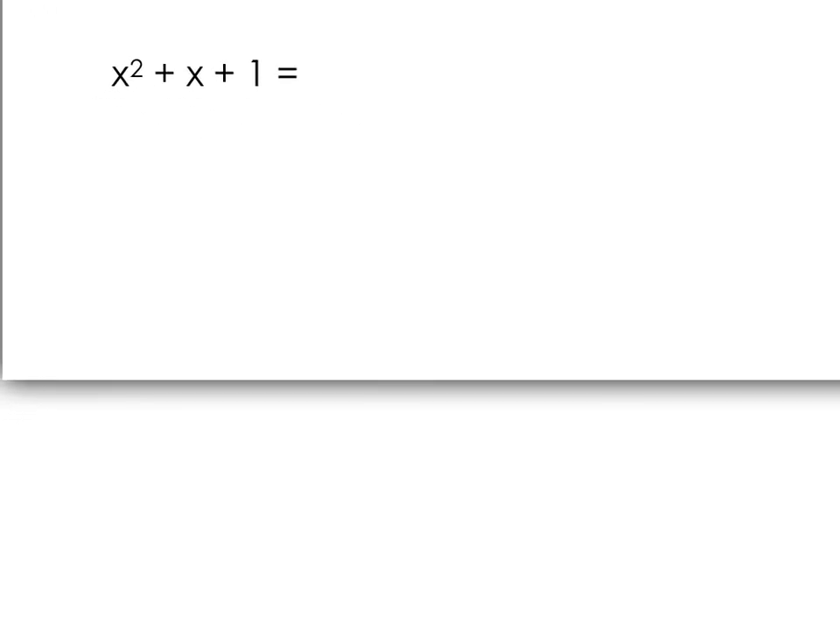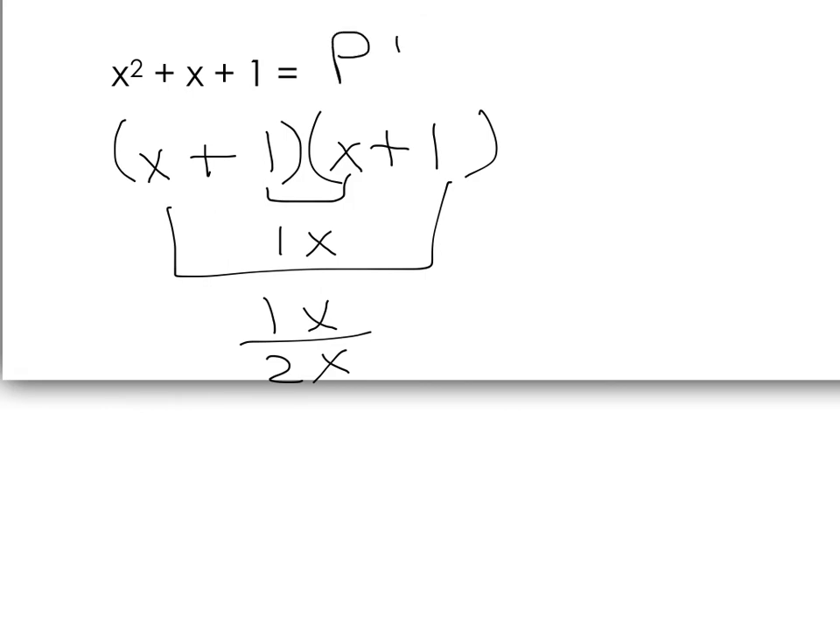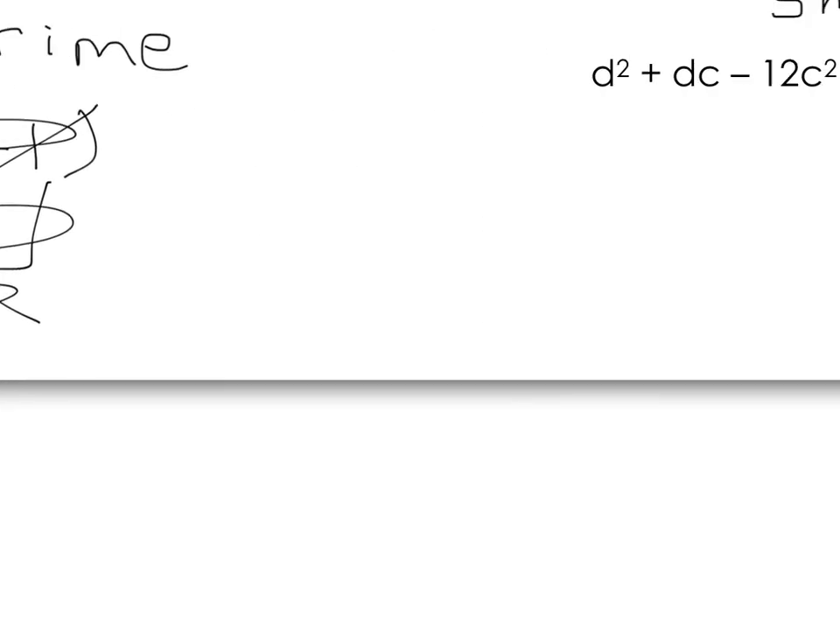All right, turn the video off. See if you can factor this one. Going to try. I think this should work. But the only way I can factor 1 is 1 times 1. And that gives me 1x, but it gives me 1x on the outside. That's 2x. There's no other way I can factor this. It's got to be plus and plus. It's prime. We should try to factor it, but sometimes it just can't be done. It's prime. It cannot be factored.